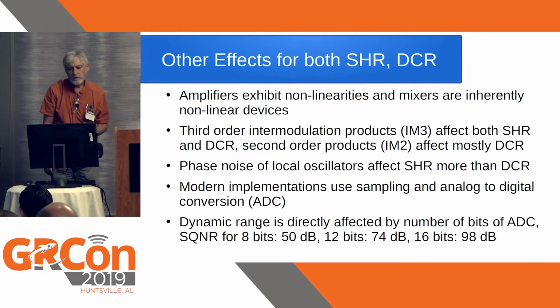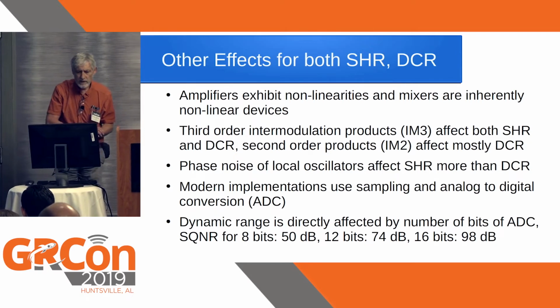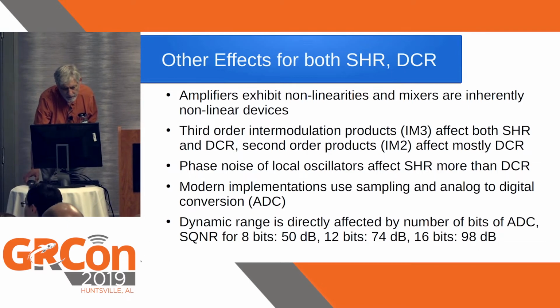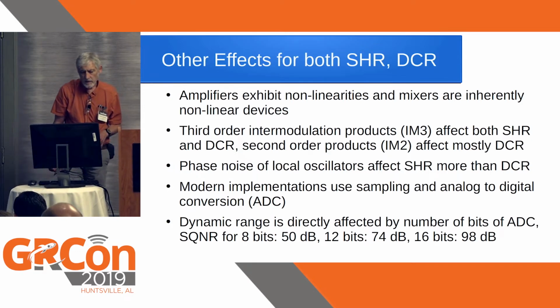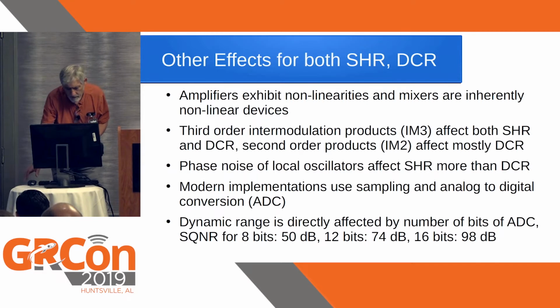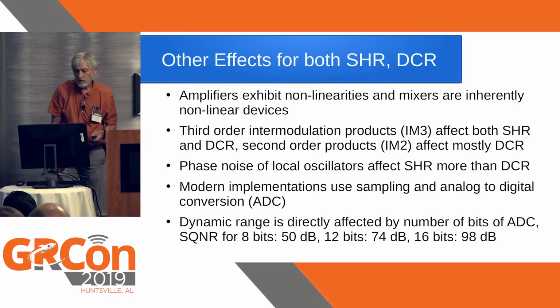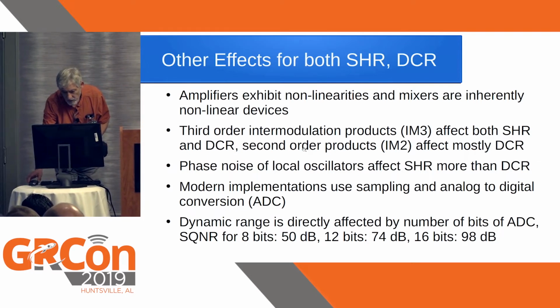Okay, there are other effects for both the superheterodyne and the direct conversion receiver. All amplifiers that you have at some point exhibit some nonlinearities, and mixers, of course, are inherently nonlinear devices. So you're going to get nonlinearities through the whole chain. Third-order intermodulation products affect both the superheterodyne receiver and the direct conversion receiver. Second-order products, which are called IM2, affect mostly the direct conversion receiver. Phase noise of the local oscillator affects the superheterodyne more than the direct conversion receiver.